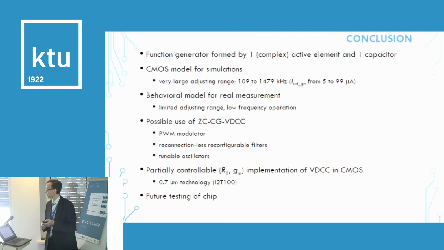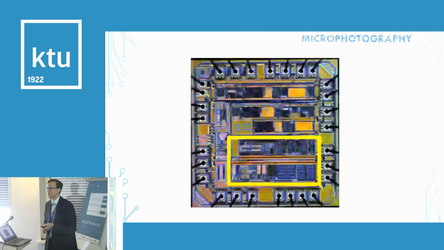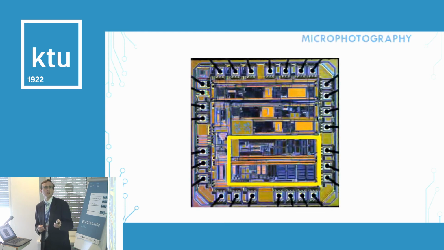This is not the conclusion, because the work goes on, and now we have it on chip. So this is the microphotography, but proposed and designed in a different technology, CMOS 0.7, because it is much cheaper, and it is working very well. And these are some of the initial results, because we have it only for a short period of time.